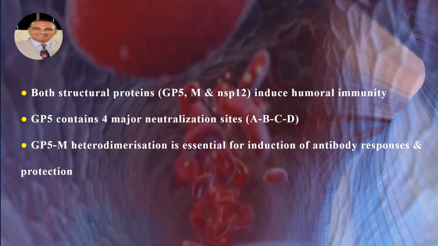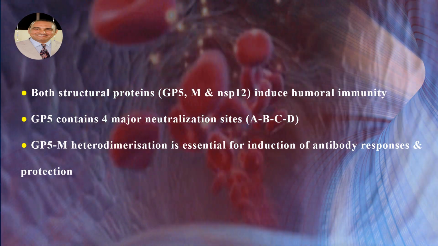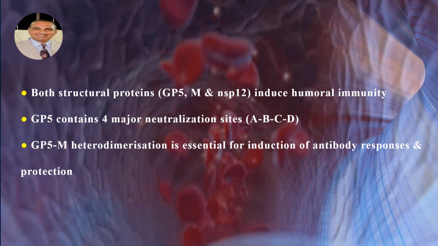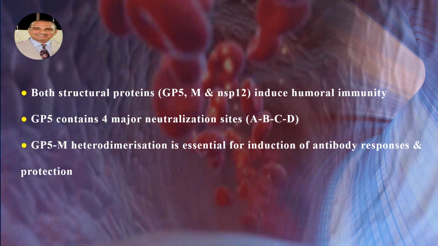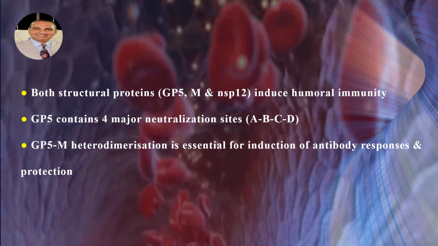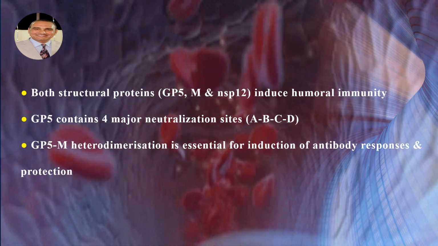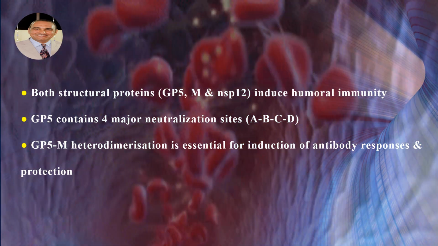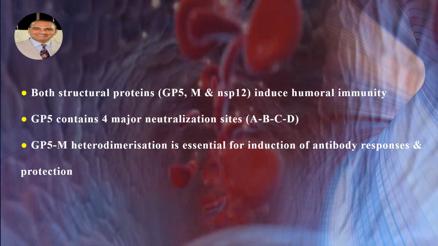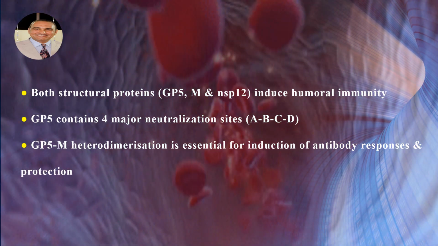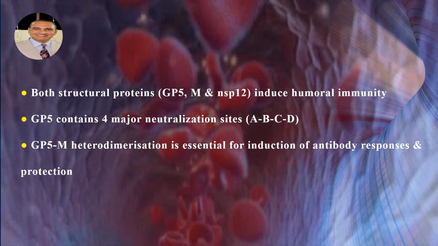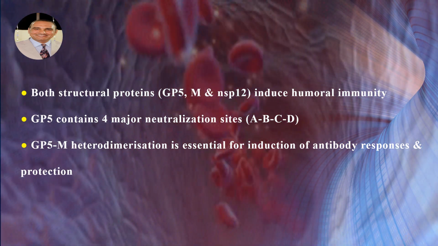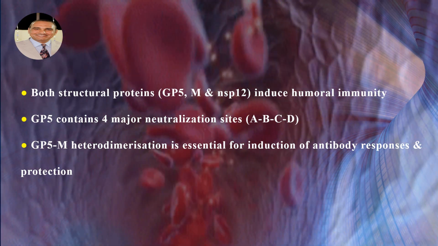Both structural proteins, GP5 and M, and the non-structural protein 12 induce humoral immunity. Structural protein 5 contains 4 major neutralization sites: A, B, C, and D. Structural proteins 5 and M heterodimerization is essential for induction of antibody responses and protection.